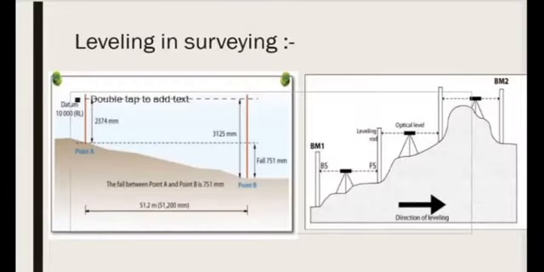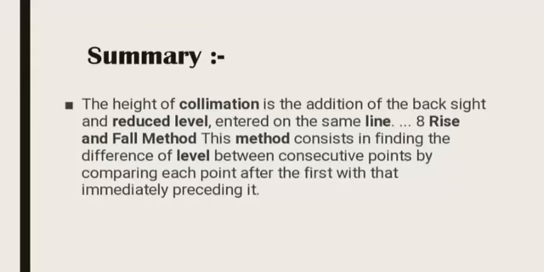Leveling in surveying. Summary. The height of collimation is the addition of the backsight and reduced level entered on the same line. Rise and fall method: this method consists in finding the difference of level between consecutive points by comparing each point after the first with that immediately preceding it.